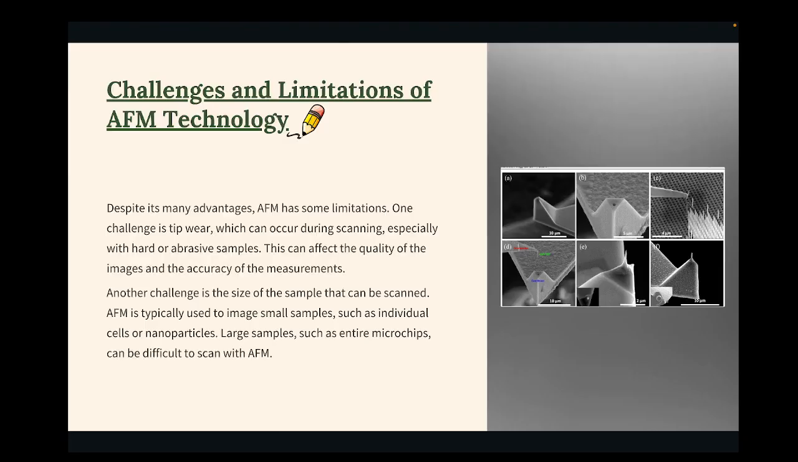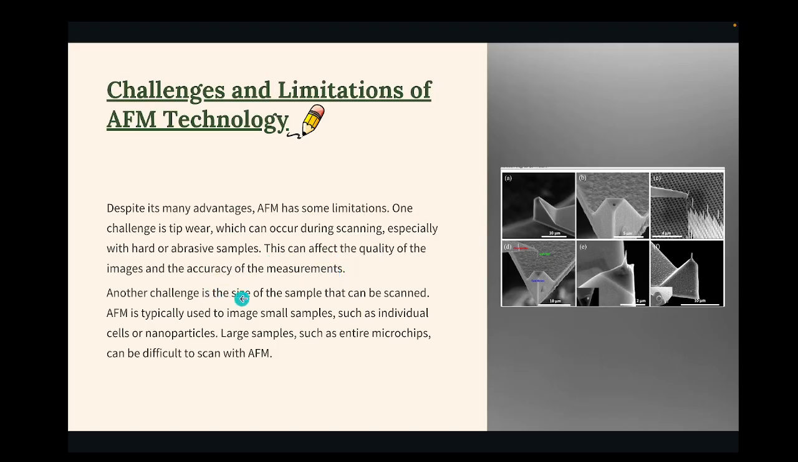So what are the challenges in AFM technology? Despite many advantages, AFM also has limitations. The tip is very pointed, so there is a chance of wear and tear of the tip very easily. While scanning, especially a hard and abrasive sample, the tip gets damaged easily. This can affect the quality of the image and the accuracy of the measurement.